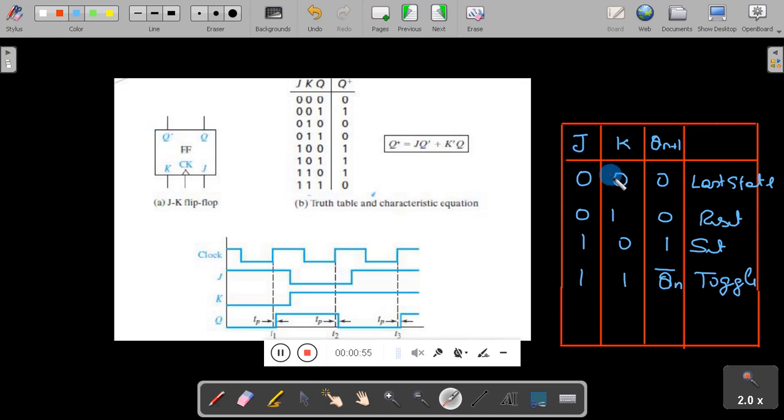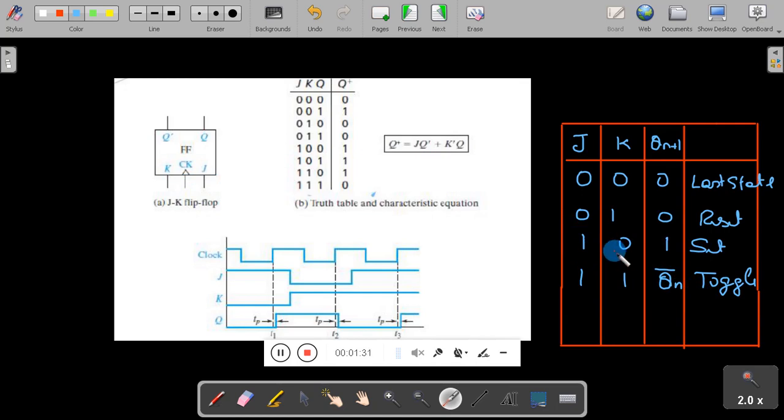for the JK. When J is 0, K is 0, output is 0, that is last state. When J is 0, K is 1, the flip-flop is said to be reset. The flip-flop will reset during either the negative edge of the clock or the positive edge of the clock. In this case, we are using positive edge triggered. Here you can see the clock signal is represented with the arrow. It is a positive edge triggered. When J is 1 and K is 0, the flip-flop is said to be set.